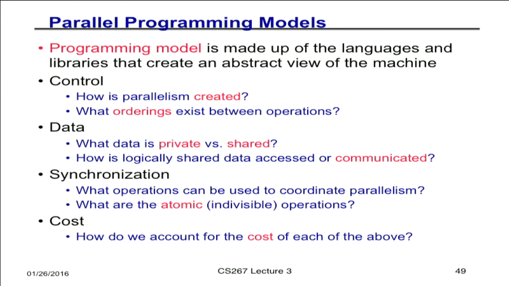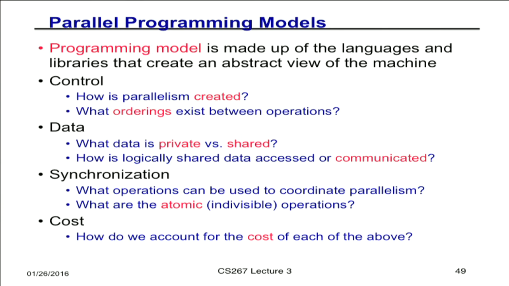So when we talk about parallel programming models, here are some of the general questions you should ask. If somebody says, here's a new programming model, we really think you should try this one. First of all, the question is, how do I get parallelism? So what's the control model? How do we create parallelism? And what things are guaranteed to happen in a certain order? What things are possibly going to happen in parallel between different operations?